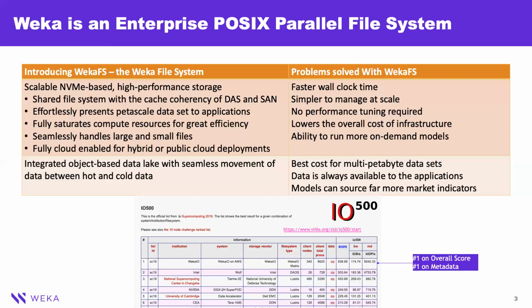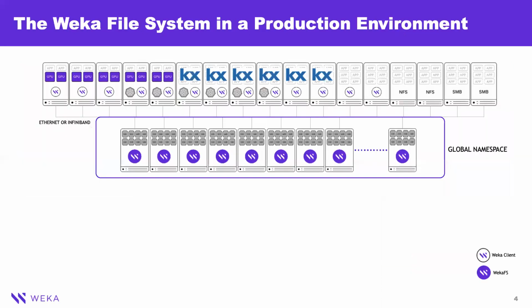And I wanted to show you this here. We always make a claim that we're the world's fastest file system, and this was validated by this IO 500 group at Supercomputing 2019, where Weka IO running on the public cloud was actually faster than an Optane-based system from Intel.